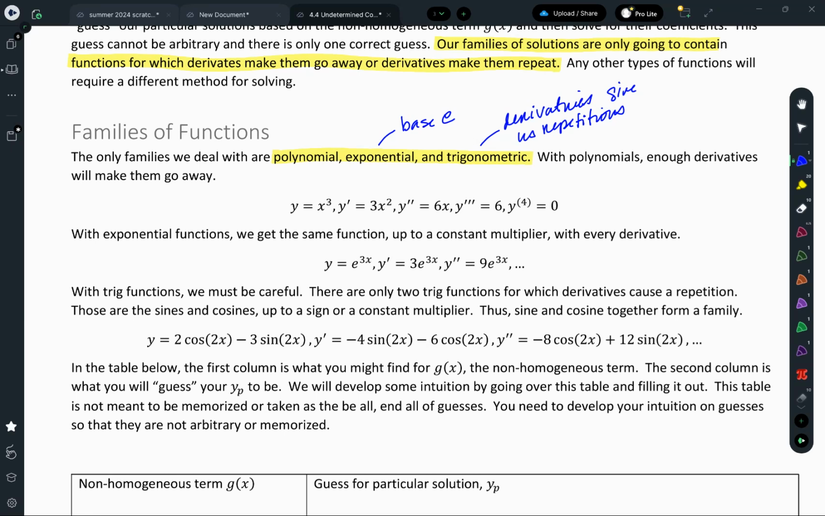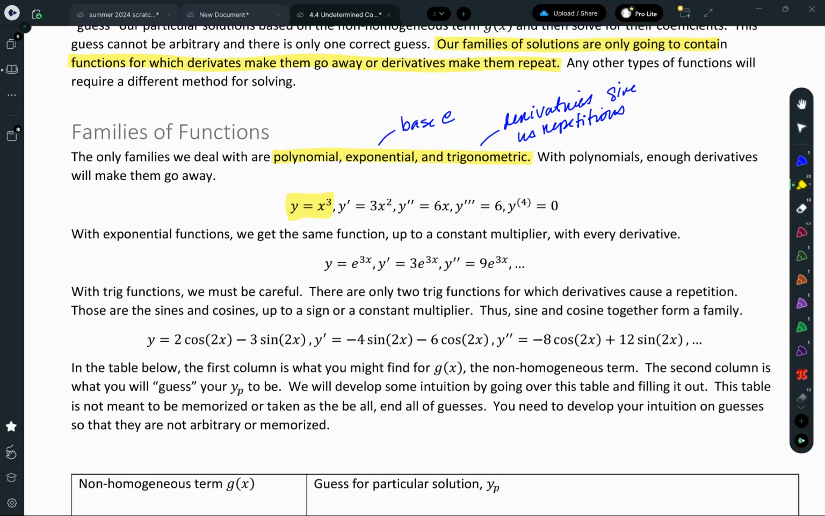I want to show you a couple of examples. Let's say that y was equal to x cubed. Notice that y prime is 3x squared. The degree went down. Y double prime is 6x. The degree went down again. Y triple prime is 6. Degree went down again. Fourth derivative, we get 0.